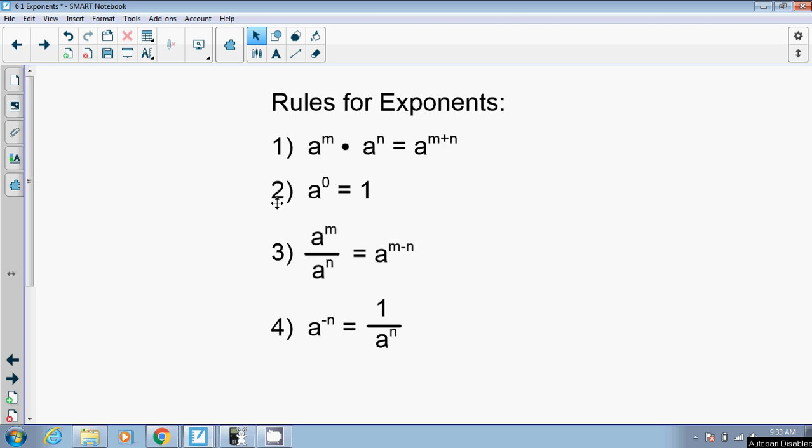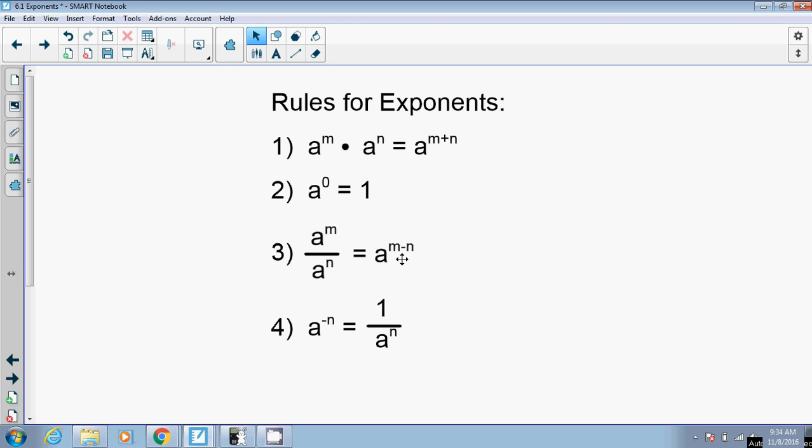The second rule is if you have an exponential expression raised to the 0 power, that's always going to give you a 1. The third rule of exponents in this lesson is if you're dividing exponential expressions and they have a similar base, all you have to do is subtract the exponents.